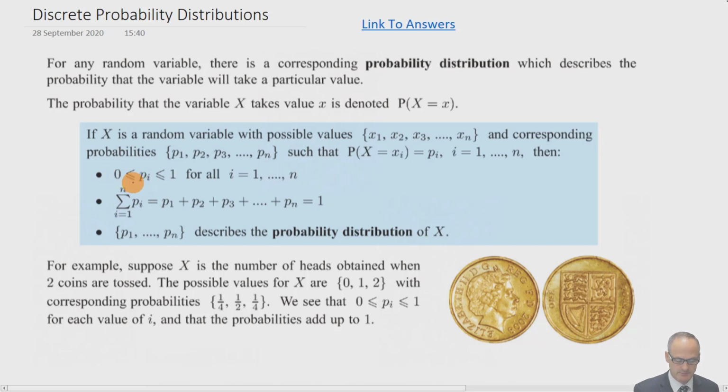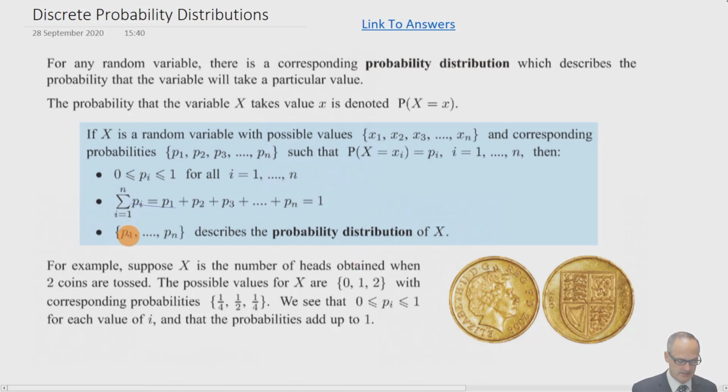Now this means the probability has to be between 0 and 1. It's impossible to have a probability less than 0, and it's impossible to have a probability bigger than 1. So each probability, from 1 to n, must be between 0 and 1. And this means all the probabilities of your distribution must add up to 1. All the different outcomes you can have must have probabilities that total 1. That is quite a key one for some of the problems we're going to solve.